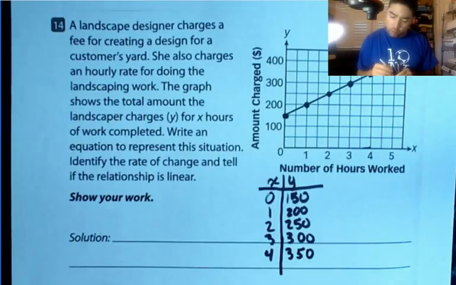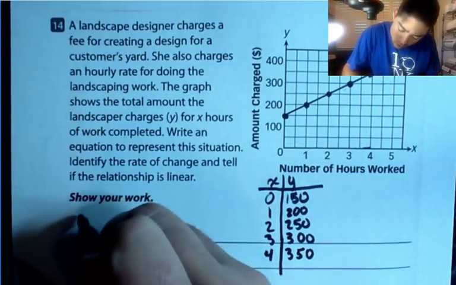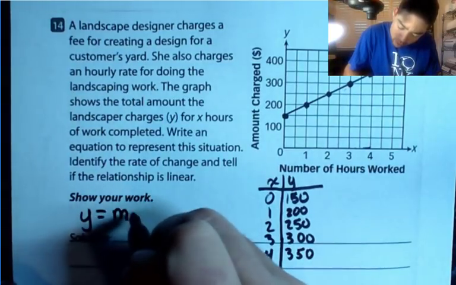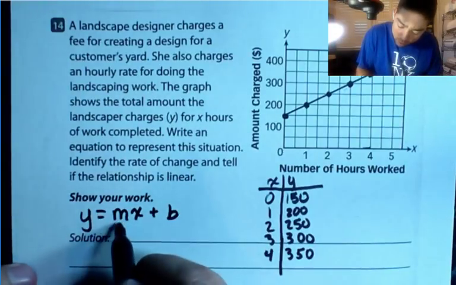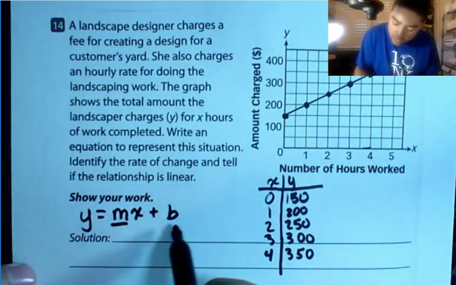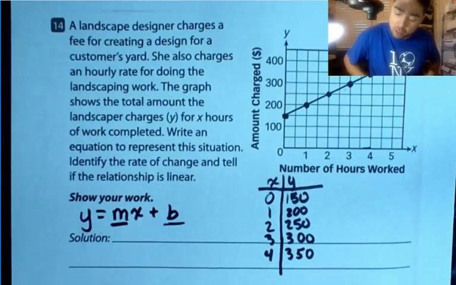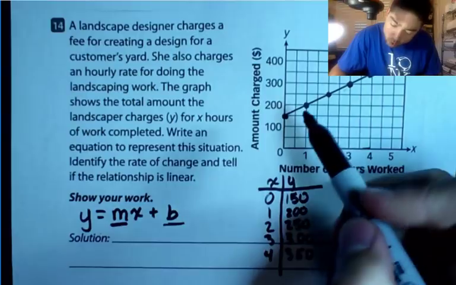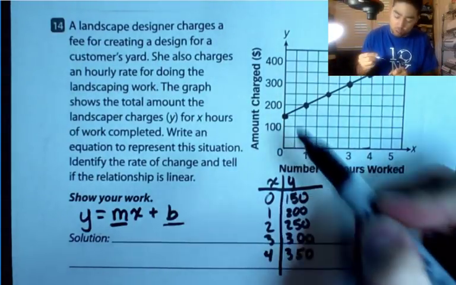Now, what we're going to do here is find the rate of change, because we need to write our equation in slope-intercept form, y equals mx plus b, where m represents our rate of change and b represents our y-intercept. Our y-intercept, again, is the point where our line crosses the y-axis. This is exactly where it crosses the y-axis.